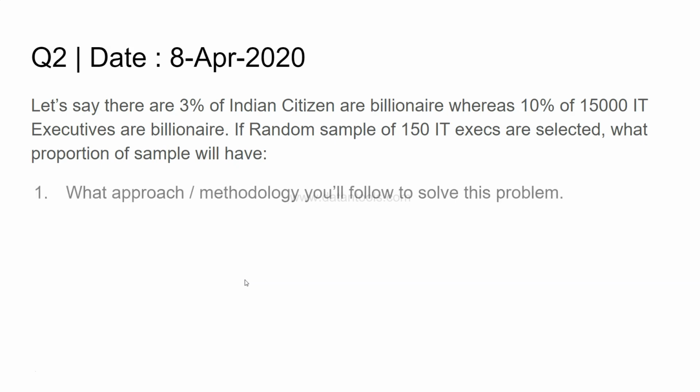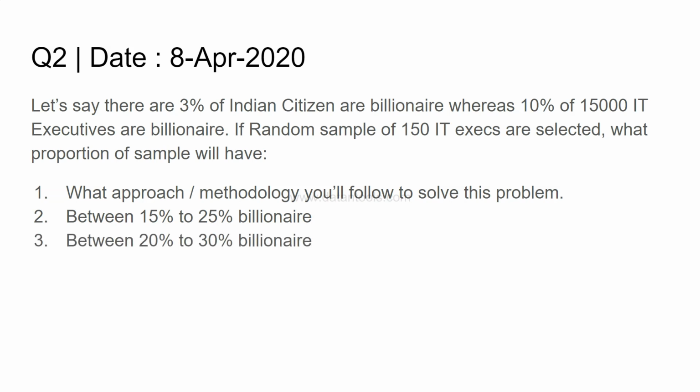First of all, you need to identify the approach or methodology that you will follow to solve this question. So what I really ask you to think about is either search for how you find the proportion of a sample, or what methodology is followed, if you are not already aware. If you are already aware, then let's move on to the next question. What proportion of the sample will have between 15% to 25% billionaires? Then the next question is between 20% to 30% billionaires.